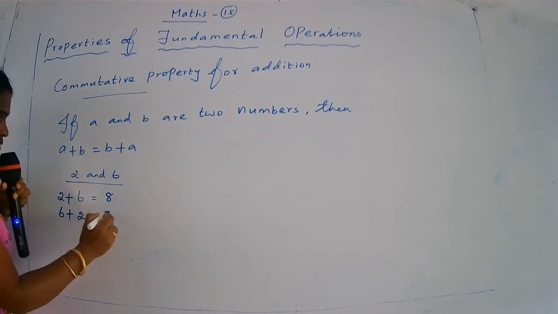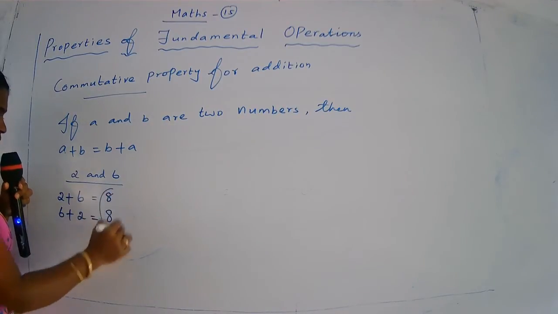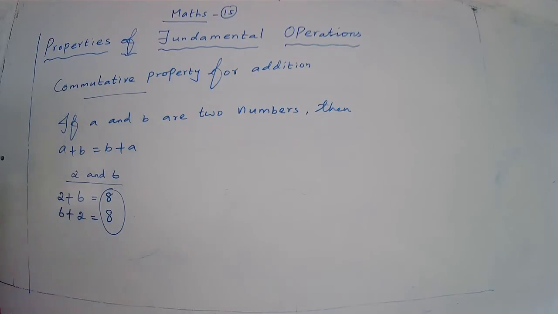Are you clear? Now you come to another set, whole numbers. Whole numbers means the set of natural numbers along with 0. Natural numbers are counting numbers 1, 2, 3, 4 etc. The set of natural numbers along with 0 to form a new set is called whole numbers. Now let us take two whole numbers.